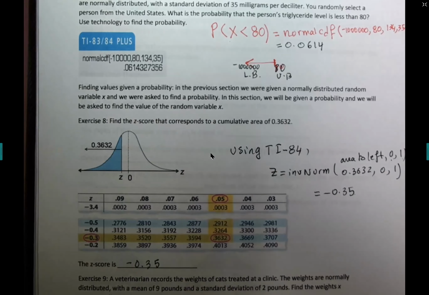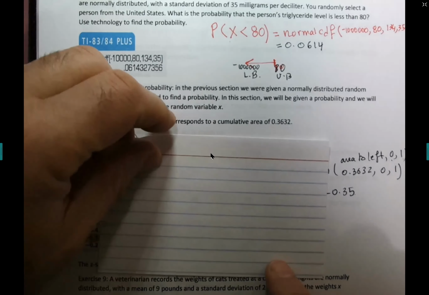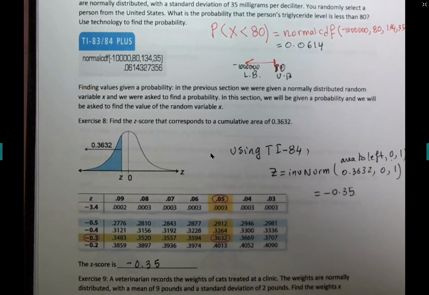Can I ask a question? Yes. So it's always going to be 2 digits? Always. Z-score is always 2 digits. Okay, thank you. And if you ask me why, because the table is designed with 2 digits. So we'll just follow the table always.